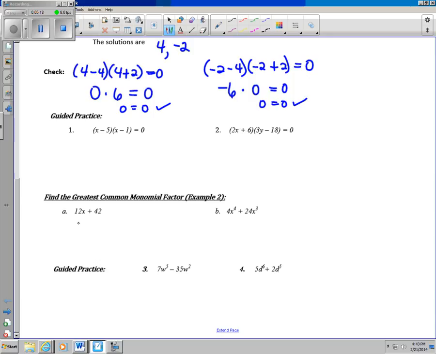So we're going to factor out a 6. In other words, we're going to pull that 6 outside of that binomial, which would leave us, when we divide 12x by 6, with 2x. When we divide 42 by 6, we are left with 7. So kind of like we're working backwards from where we started in this chapter.